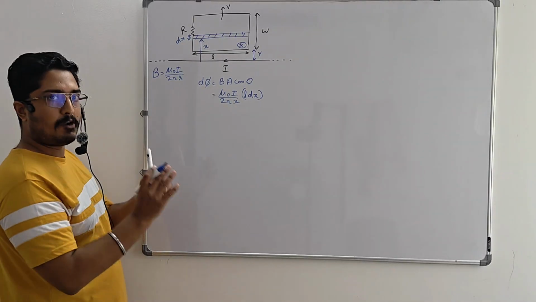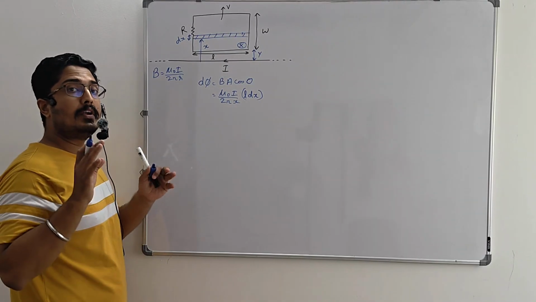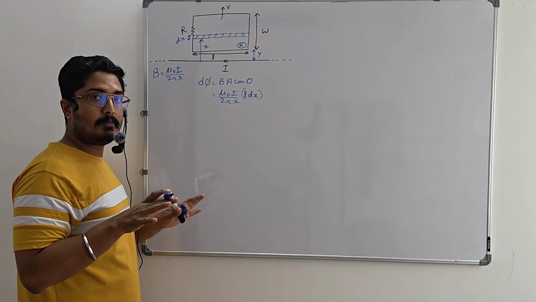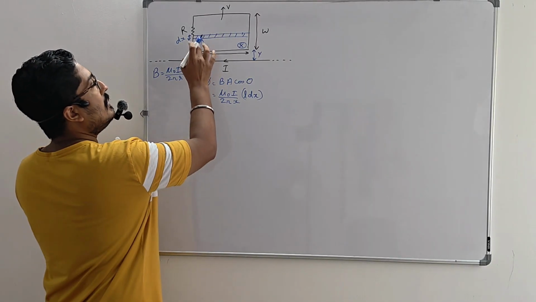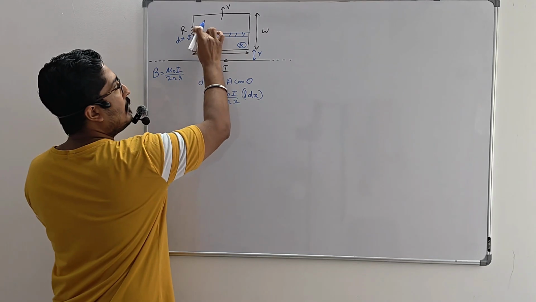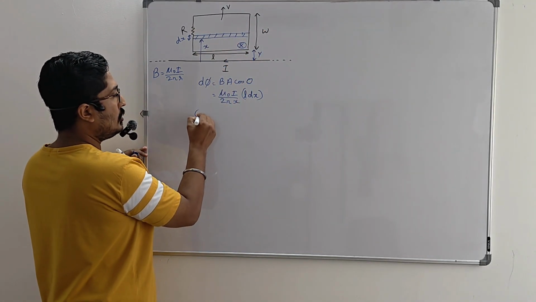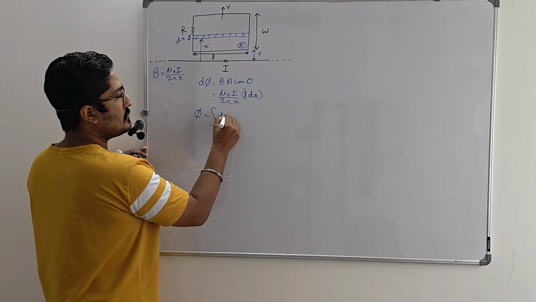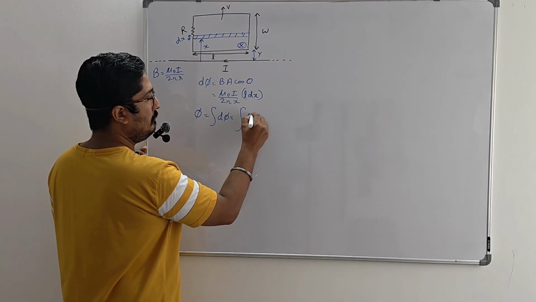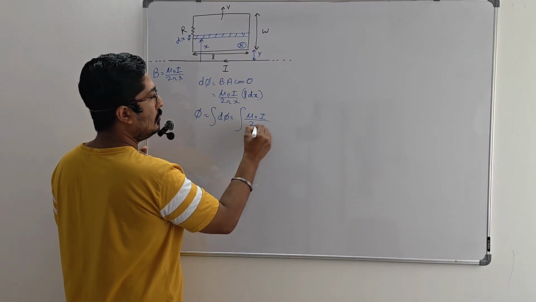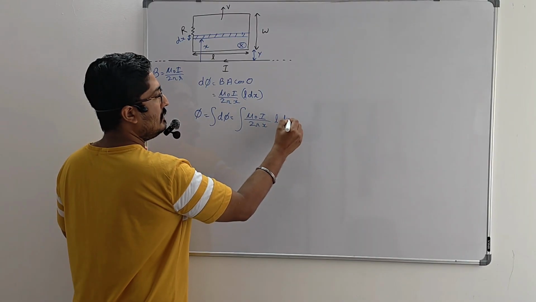So I am just finding it for a particular moment. So for me, the time is right now constant, because I am only discussing at a particular moment. At this moment, when I am finding the flux, I found only flux for one strip. I want the total flux. It will be nothing but integration of d phi. So integration of this value, mu naught I by 2 pi x L dx.